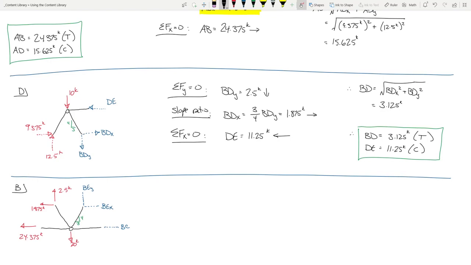So somebody help me out with an overall strategy for how we're going to solve this. What are we going to do first? Sum forces in the y direction to get BEY. Now I'm curious, based on the numbers, we got 2.5 up, but we got 20 down. Is BEY going to go up or down? Up. Up, right? So this one's going to go up. Which means that one's going to go like that. So let's chug that out. So sum forces in the y direction. And I think mental math tells me that BEY is 17.5. Okay. So the slope ratio tells us that BEX is 3/4 of BEY. And what is that?